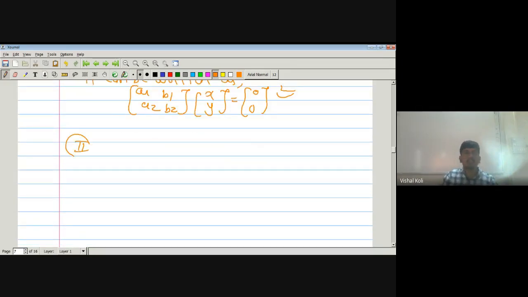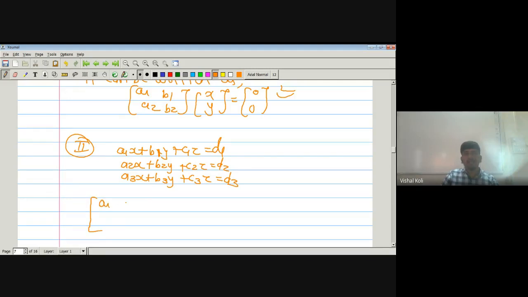Suppose it has 3 equations and 3 unknowns, that is a1x plus b1y plus c1z equal to d1, and a2x plus b2y plus c2z equal to d2, and a3x plus b3y plus c3z equal to d3. Again it can be written in matrix form as the matrix a1 b1 c1, a2 b2 c2, a3 b3 c3, into x y z, equal to d1 d2 d3.